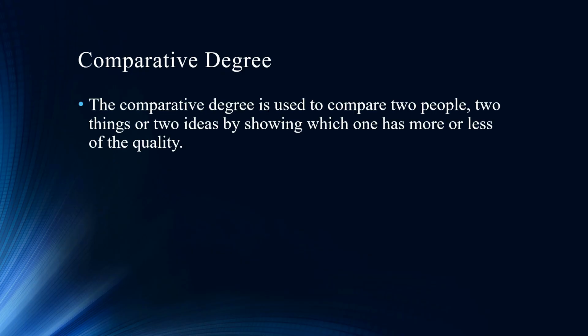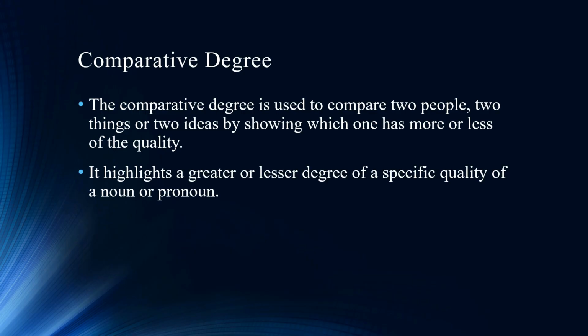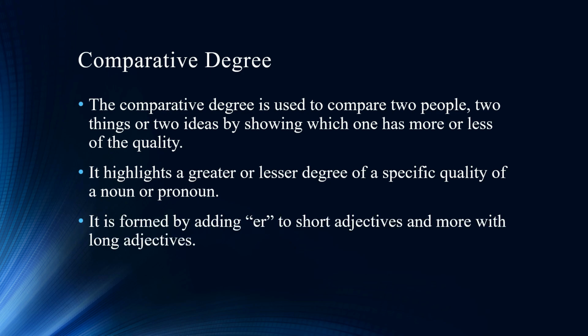Comparative degree. The comparative degree is used to compare two people, two things or two ideas by showing which one has more or less of the quality. So in comparative, as the name suggests, we are comparing two people, two things or two ideas, two phenomena. It highlights a greater or lesser degree of a specific quality of a noun or pronoun. It is formed by adding er to short adjectives and more with long adjectives. So you have to keep in mind, we add er with short adjectives and more with long adjectives.